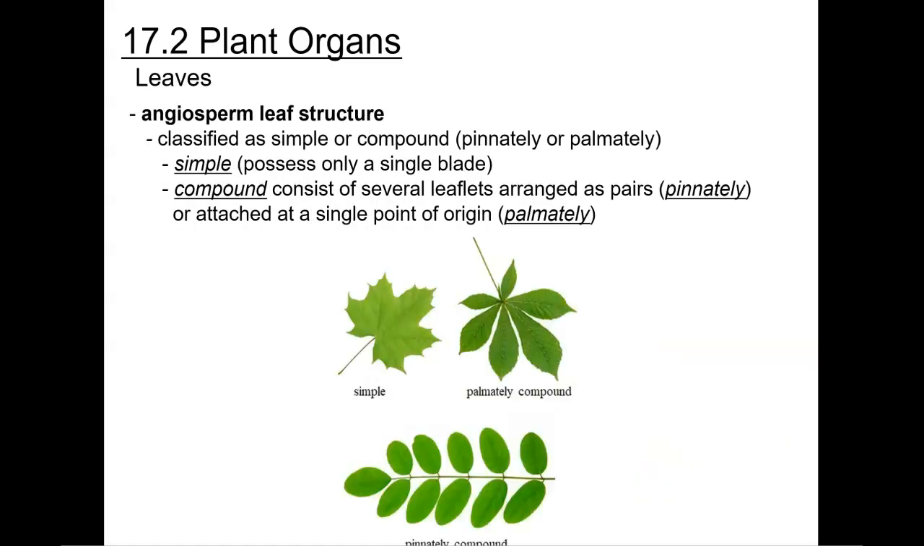With these angiosperm leaves, they are going to be classified as simple or compound. And also you can look at them as being pinnately or palmately formed. Simple is going to possess only a single blade, where a compound will consist of several leaflets that are arranged in pairs, pinnate. And they can be attached to a single point of origin, and that would make them palmate. And so you have those simple diagrams below.